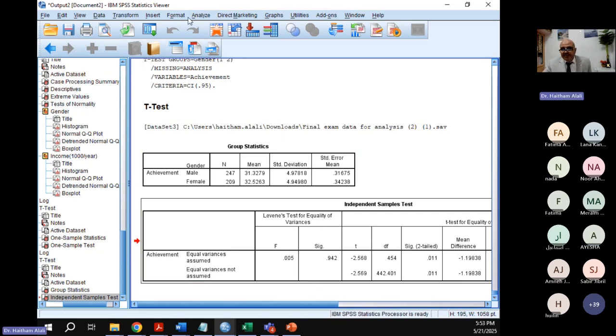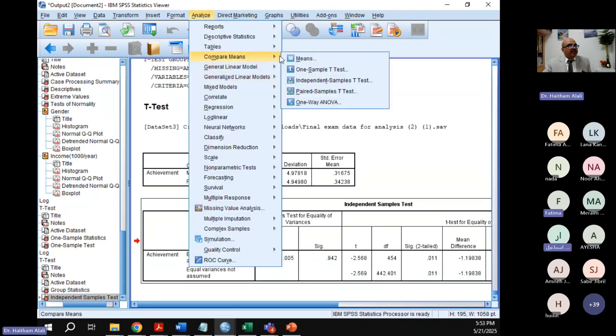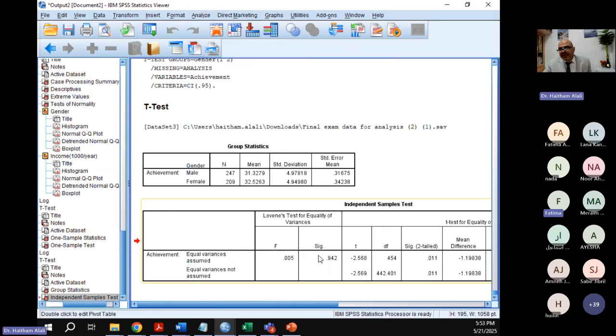All good so far? Yes. Third one. Yes, good. Doctor, I have a question. Yeah, go ahead. Can you explain again, there are 2 significance values, right? You said for the first significant. Yeah, Fatima, write it down.